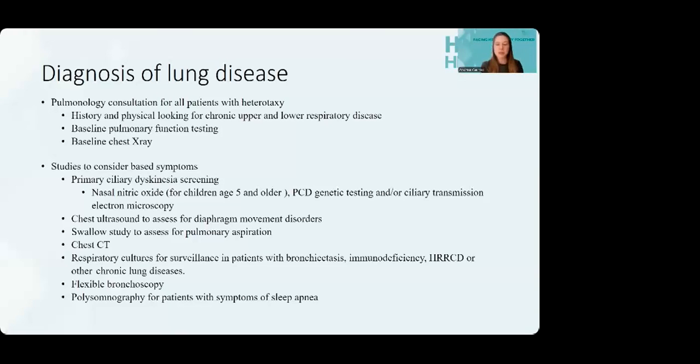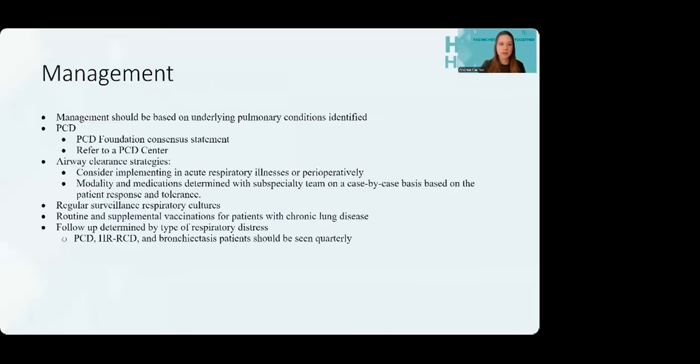And then watching for sleep symptoms. This is especially true whenever we have patients with baseline low oxygen saturations, and we need to be worried about pulmonary hypertension, but a lot of these patients will have sleep apnea. So taking a look out for those things and ordering a sleep study whenever it's appropriate.